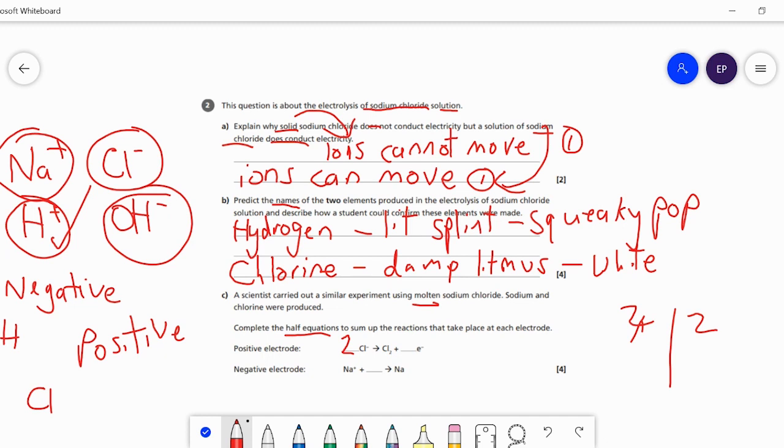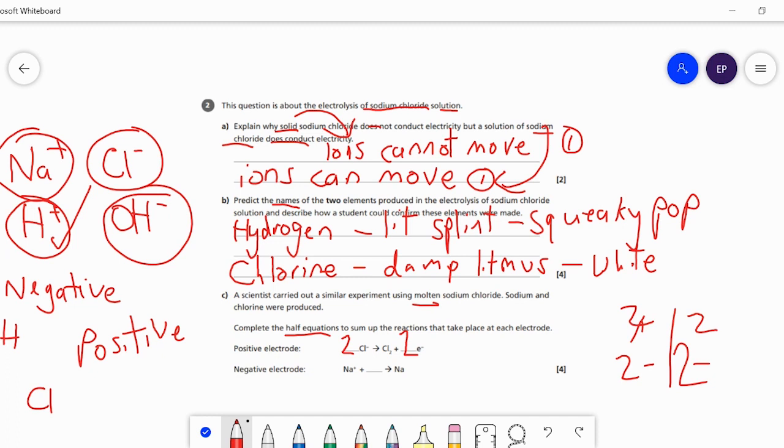On the left-hand side, we've got a 2 minus charge, while on the right-hand side, we just have a minus charge in front of the little e minus for the electron. So we're going to need to have another negative charge. So to show that, we're going to put a balancing number of 2 in front of the e minus for the electron, giving us a 2 minus charge on both sides.